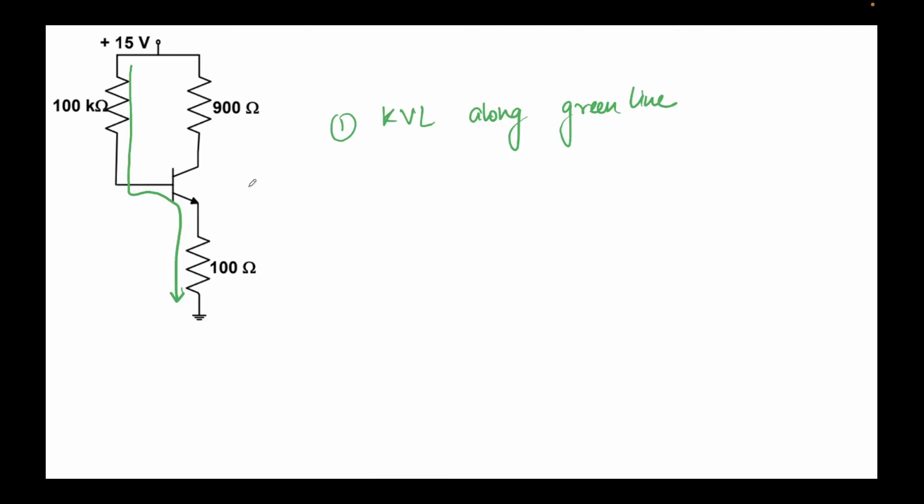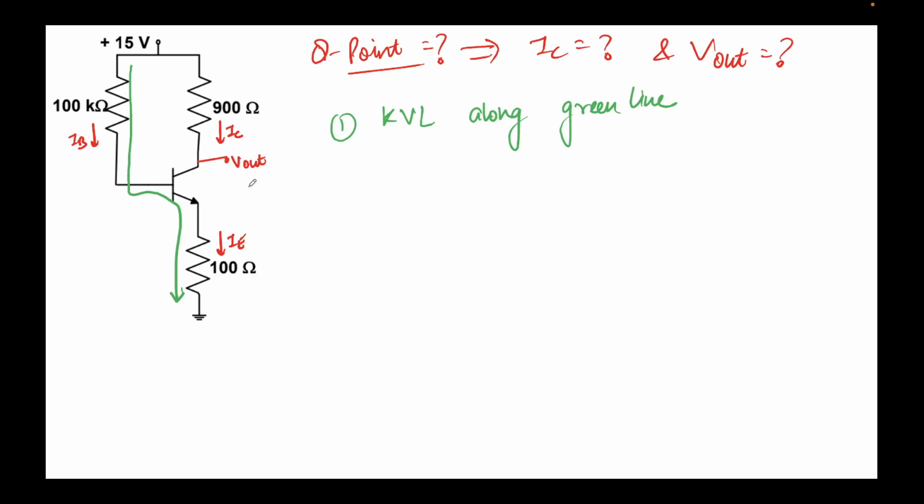So I've just redrawn the circuit here, as you can see, and I'll try to solve this now. I'll apply the KVL across the green line, and we need to find the Q point, which means the IC and V out. IC is the current flowing through this branch and through the collector. IB is the current flowing into the base, and thus IB will also flow through this 100 kilo ohm resistor. IE will flow out of the emitter of the BJT, and thus through this 100 ohm resistor as well. And now we'll simply apply the KVL across the green line.